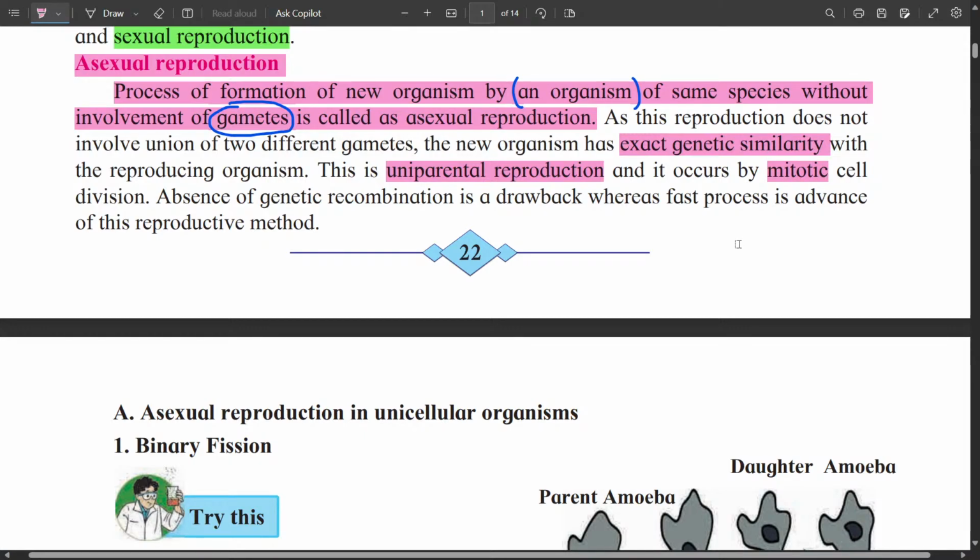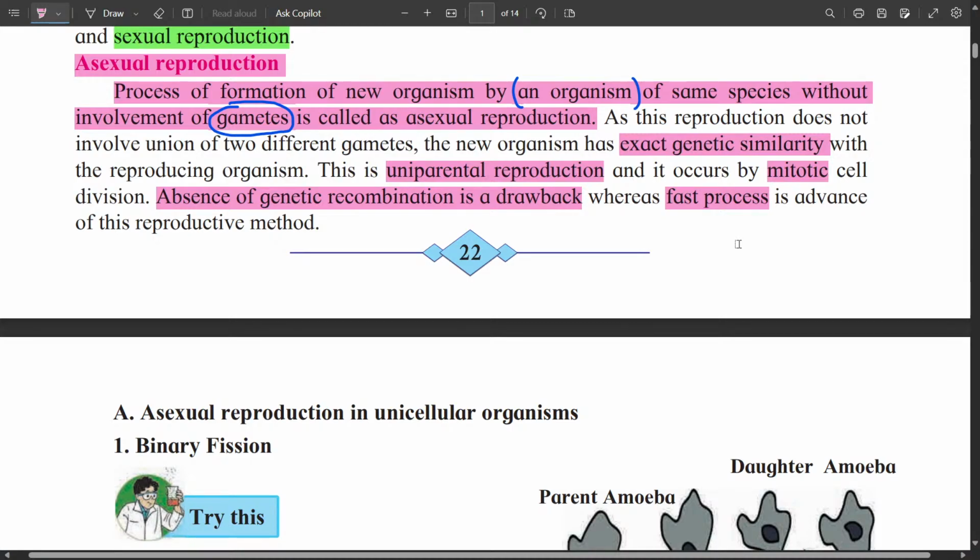Absence of genetic recombination is a drawback, whereas being a fast process is an advantage of this kind of reproductive method. Because there are no two gametes and there is no crossing over and recombination, the progeny is genetically exactly similar to the parent. So absence of genetic recombination, absence of diversity, absence of different characteristics is a drawback. Why is it a drawback? Because the environmental conditions are continuously changing.